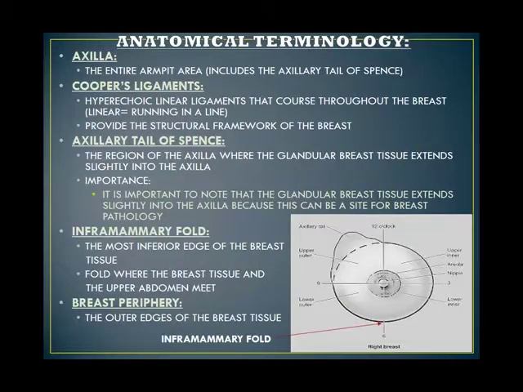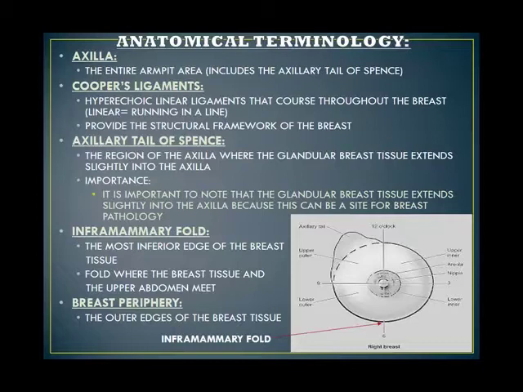All right, so axilla. Axilla means the entire armpit area, and this includes the axillary tail of Spence, which is something we learned about last week. The axillary tail of Spence is the region of glandular tissue where the upper outer quadrant of the breast glandular tissue extends into the axilla. We call that the axillary tail of Spence. So this tissue normally in everybody extends into the axilla. So we should always see that in people.